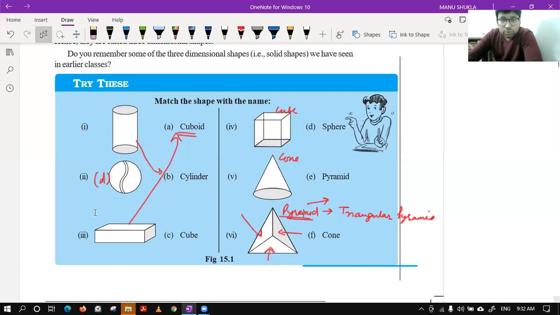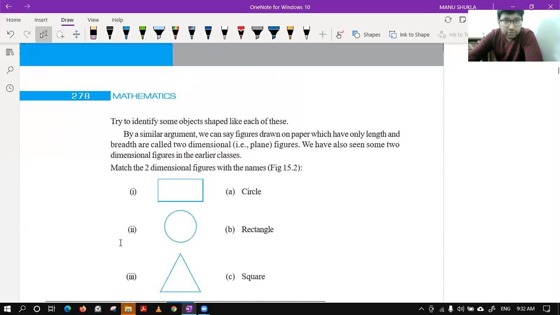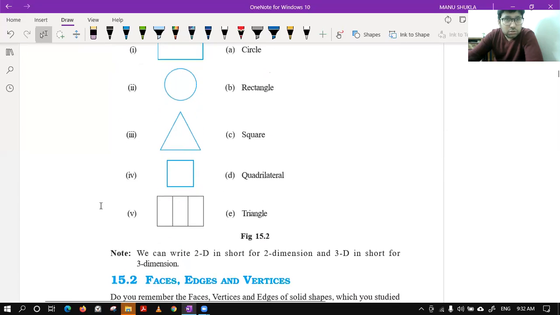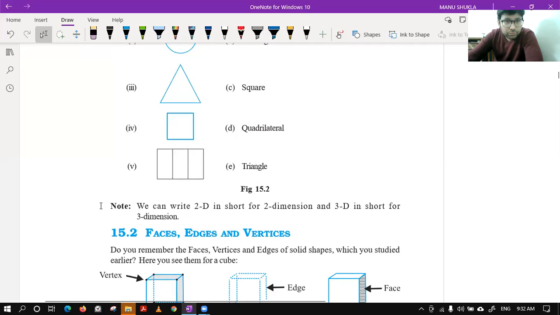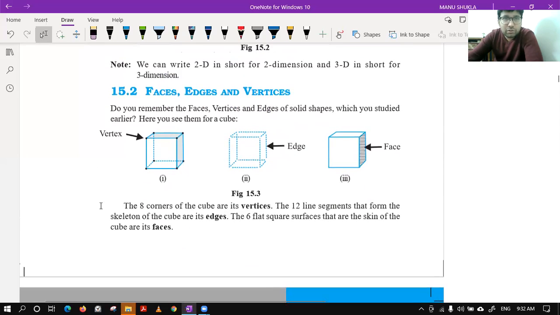Fine. Now let's see the next thing. The next thing that we did yesterday also was faces, edges and vertices. So what is lateral surface? Lateral surface is like the side surfaces. Suppose this is a cube. Ryan, please see. In this cube, this is your top, this is your bottom, and these four walls are your lateral surfaces.